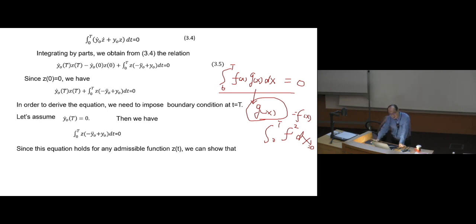Because g can be an arbitrary function, if you look at this integral, it is a function times another function, right? This one is another function, but they can be arbitrary. Then this function has to be 0. Okay? Is that clear? Any questions?